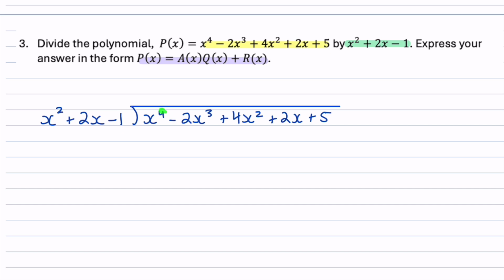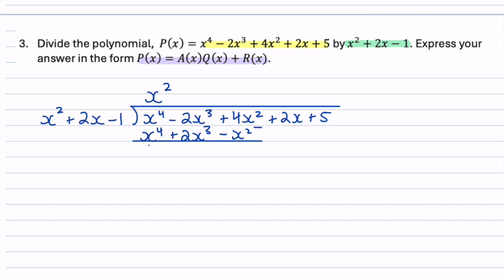I'm going to start with x to the power of 4 divided by x squared. And that is going to give me x squared. Now here, I'm then going to have x squared multiplied by this entire quadratic here. So I'm going to start with x squared times x squared. So that gives me x to the power of 4. Then I have x squared times 2x, which gives me plus 2x cubed. And then I have x squared times minus 1, which gives me minus x squared. And then I'm going to subtract everything.